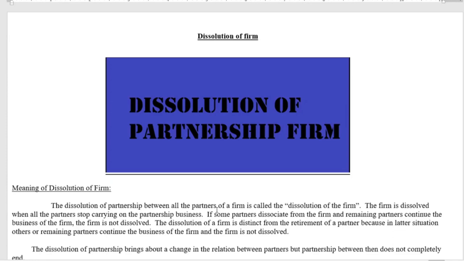In the next class we can see the method of settlement of accounts, or the rights and obligations of the partners after dissolving the partnership firm.